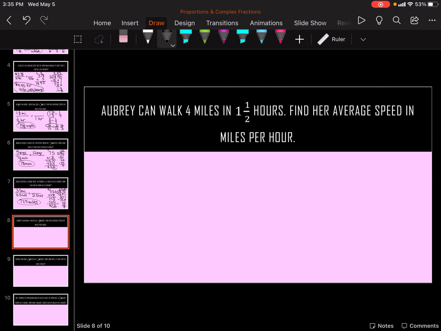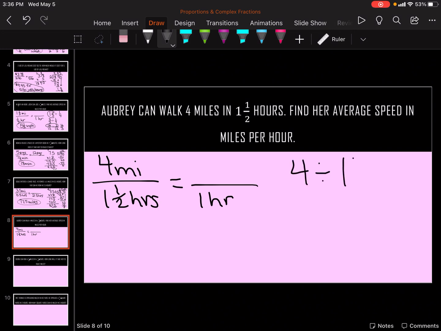Aubrey can walk 4 miles in 1.5 hours. Find her average speed in miles per hour for 1. So 4 miles in 1.5 hours. We want to know how much it is for 1 hour. 4 times 1 is 4. So it is 4 divided by 1 1/2.